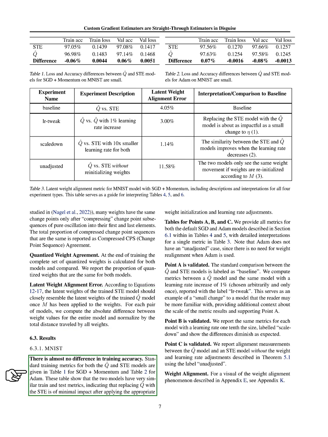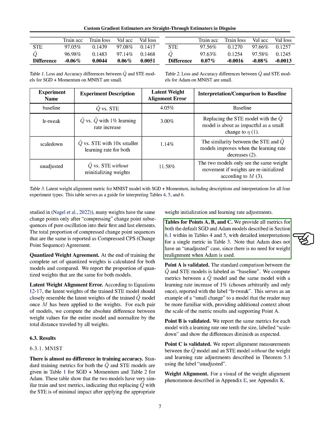Moving on to the results for the MNIST dataset, we observe minimal differences in training accuracy between the hat-Q and STE models. The standard training metrics for both models using SGD plus momentum and Adam are detailed in tables, showing similar train and test metrics. This suggests that replacing hat-Q with the STE has minimal impact after appropriate weight initialization and learning rate adjustments.